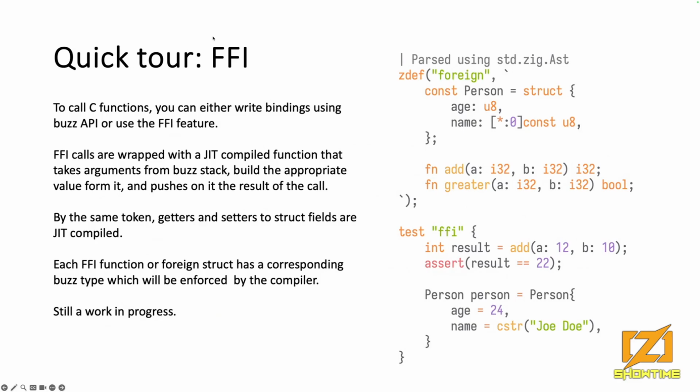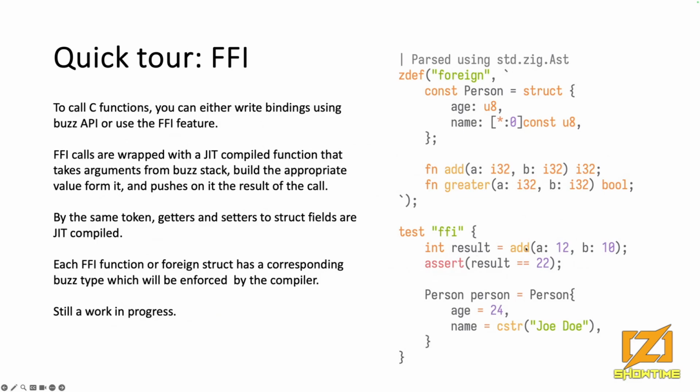So FFI does this work for you on the fly. I'm using the just-in-time compiler of Buzz to compile wrapper functions around the native function to do the binding for you. Here is an example. You have a zdef statement. You specify which library you want to load, and then you declare the API you're going to use using C code. But you have to be compliant with the C ABI, which means you can't have any slices, you can't have error return values, that kind of thing.